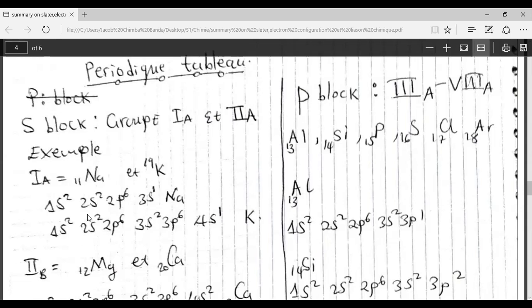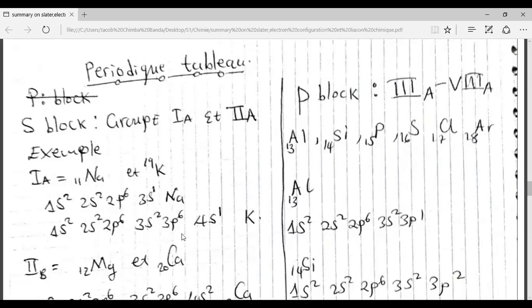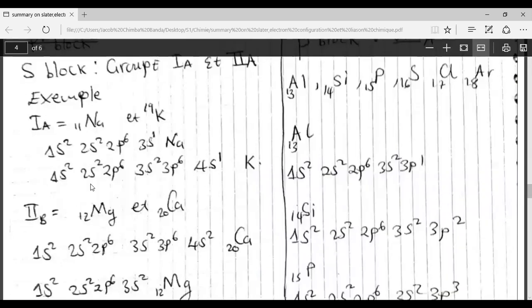Sorry, I made the mistake. These are group 1 elements, those which end with 1 electron. Then I gave you group 2 elements: potassium, calcium, and magnesium, which end in 4s2 and 3s2. So 3s2 and 4s2, these are group 2 elements. If you see here, they end in S. So you have group 1 and group 2 ending in S.